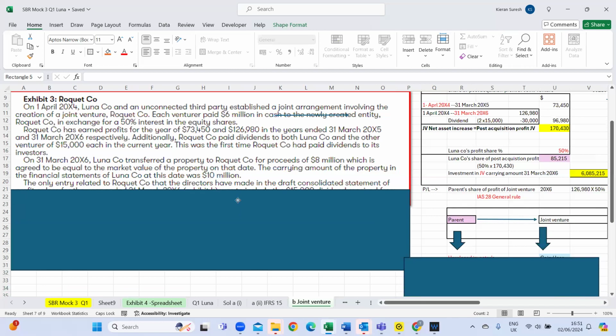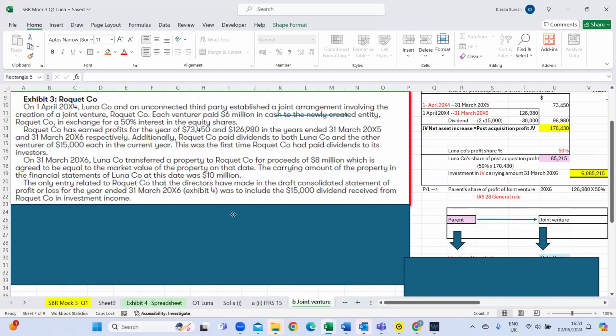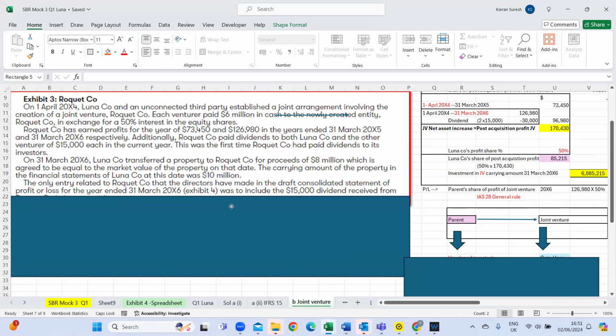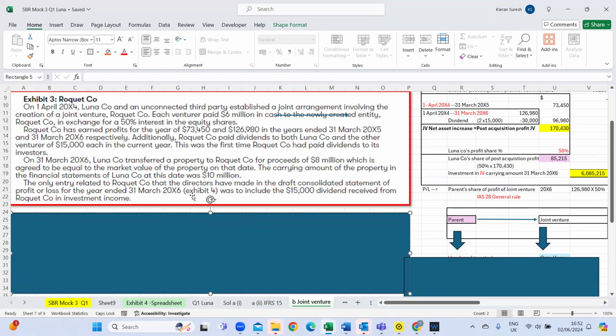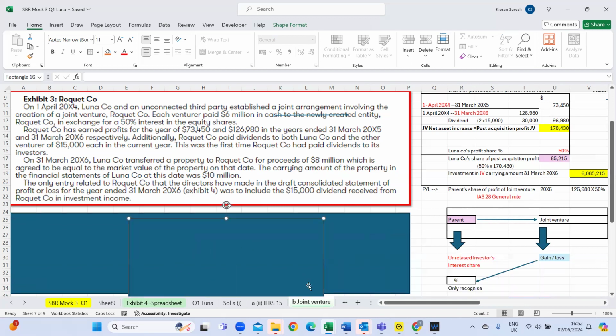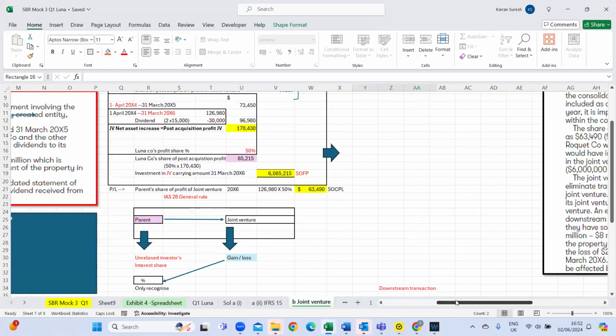The only entry related to the Rocket company that the directors have made in the draft of the consolidated financial statements for 31st March 2016 was to include 15,000 dividend received from the Rocket company in investment income. That is only in Exhibit 4. Exhibit 4 is a spreadsheet that we will be doing in a minute.